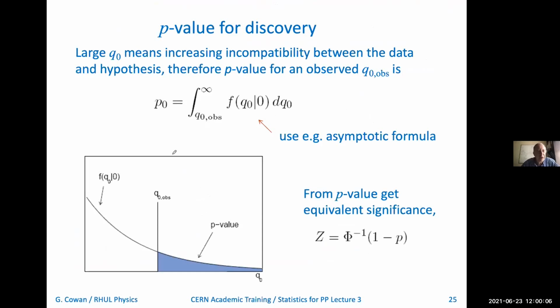All right, this just illustrates, as before, what I mean by the p-value of mu equals 0. It's just the probability under the assumption of mu equals 0 to see q0 as high as the value observed or higher, right? And then once I get that p-value, I'll compute the equivalent Gaussian significance as we discussed yesterday.